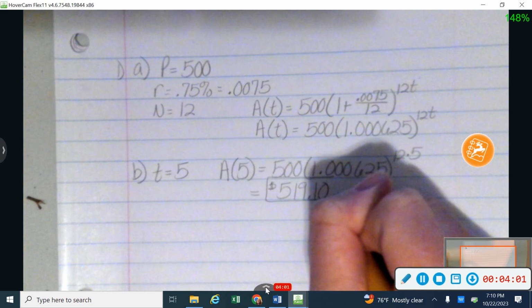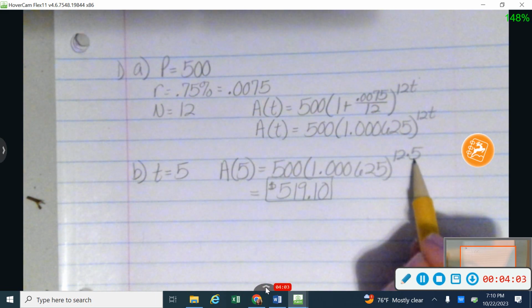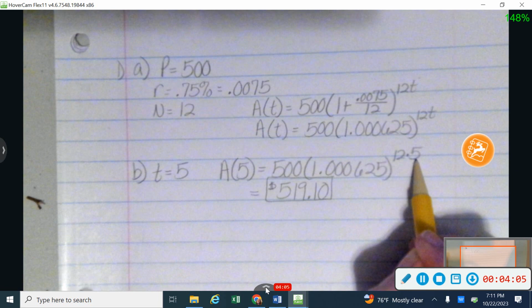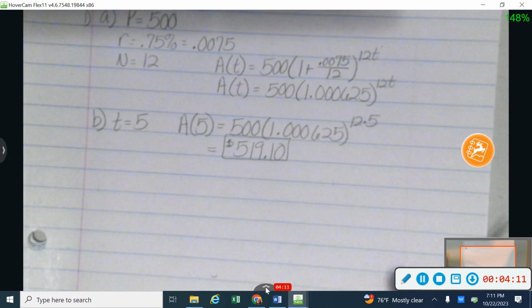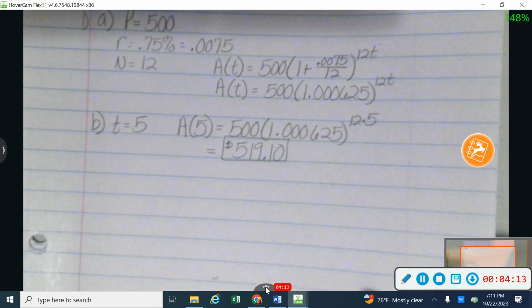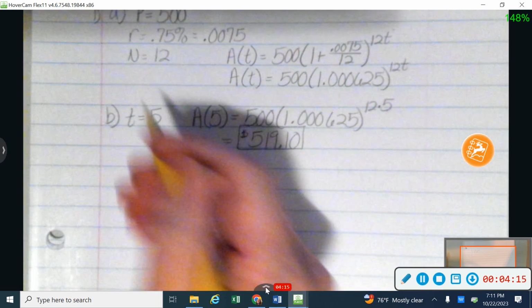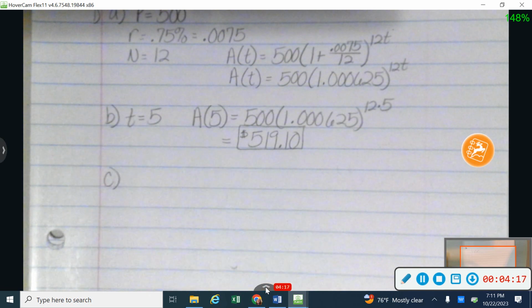All right. If we were going to do the 10 and the 30, I'd do exactly the same thing, except I'd plug in a 10 right here, or I would plug in a 30 right there. So either way, again, I think if you can plug in that T value, then you can do it with 5, 10, or 30. All right, on C, we get into kind of the trickier part.